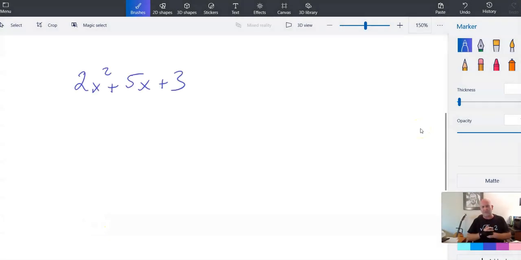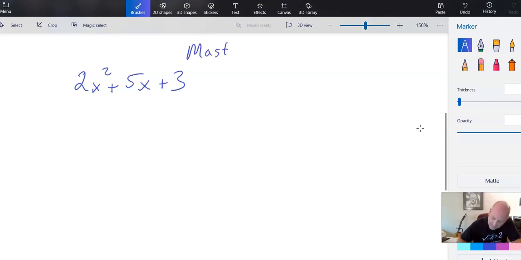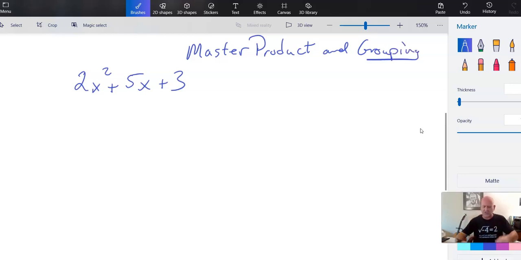I think the best way to explain the procedure is with an example. So we're going to be looking at the master product and grouping. Just so you know, most of the time a grouping is its own process, but when people talk about this method, they usually say the master product and grouping, because the master product is really not used for anything else.